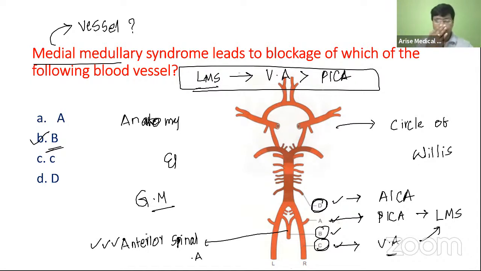Okay. So, that is about the vessels given in your labeling. I hope everyone has understood this question. Any difficulty in understanding it? And as I have already mentioned previously, in medial medullary syndrome, the cranial nerve which is affected is the 12th cranial nerve. Now we will move on to the next question.